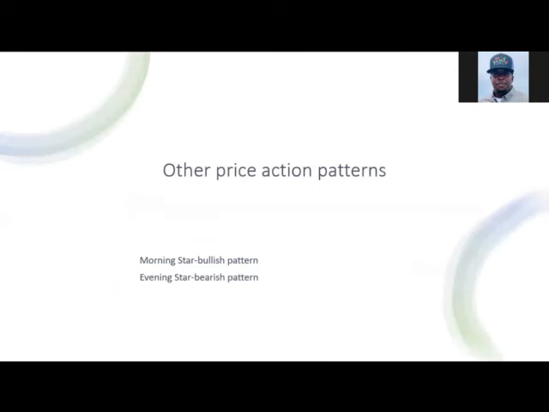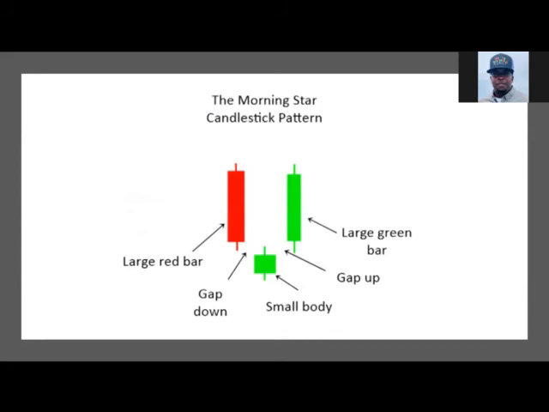Other price action patterns: you have a morning star, which is bullish, and an evening star, which is bearish. These two are some very powerful price action patterns as well. For our morning star candlestick pattern, we have a long leg, a small body, and another long leg. So again, two long legs and a small body. This is going to be your morning star. This is for a bullish trend, a bullish reversal. When you see this pattern, this is going to be your bullish reversal.